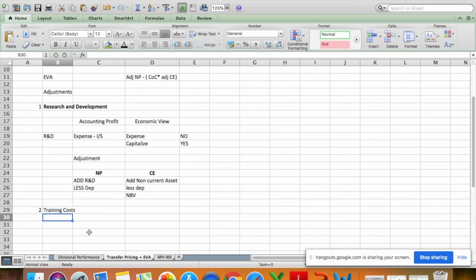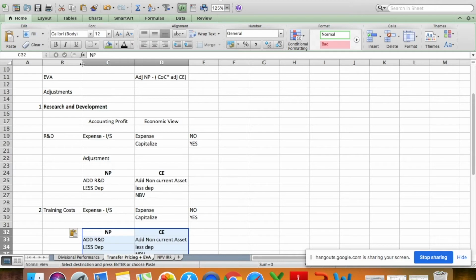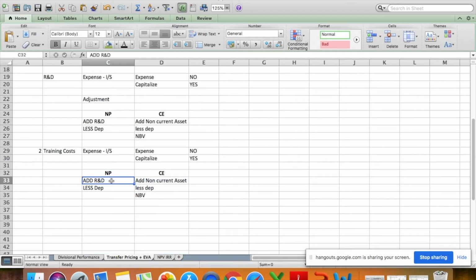Looking at the second adjustment, which is also a major adjustment, is training cost. Similarly, a lot of economists view that training cost is not an expense, because training leads to a scenario similar to research and development. It creates a skill in an employee which then reaps future economic benefits to the company. So I'm copy-pasting the same accounting view, economic view, accounting treatment and EVA treatment that we did in R&D, and I'm going to replace it with training cost. I've written it down as TC.